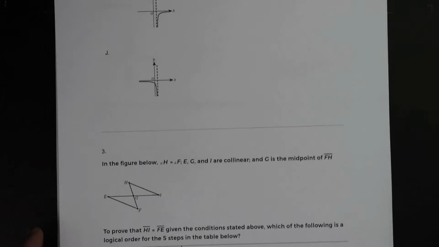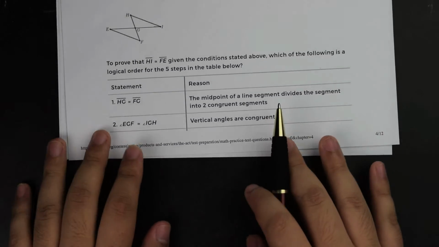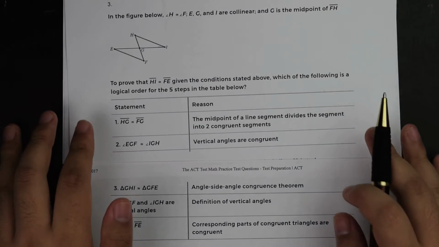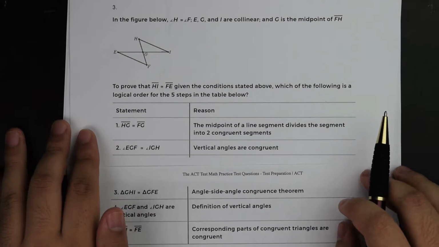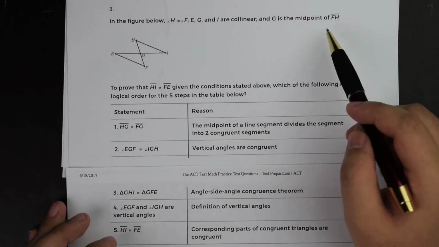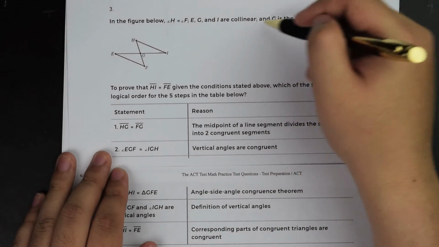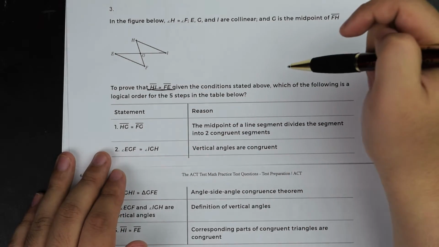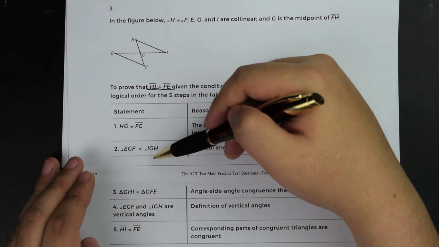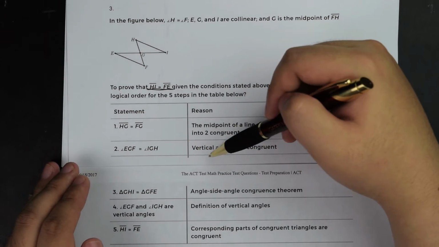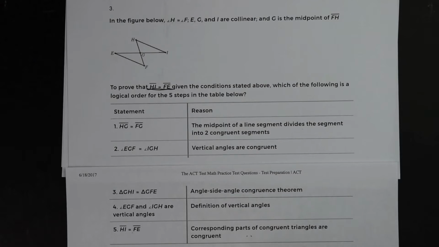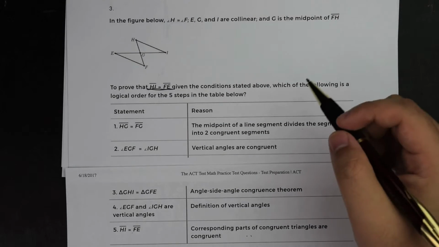To continue on to number 3, I'm going to go ahead and get set up, because number 3 is also a big question that takes up a lot of space. Okay, so number 3. To prove that HI equals FE, which of the following is true? Midpoints. HI equals FE, so 5. This one's going to be my last step. So it's not these.